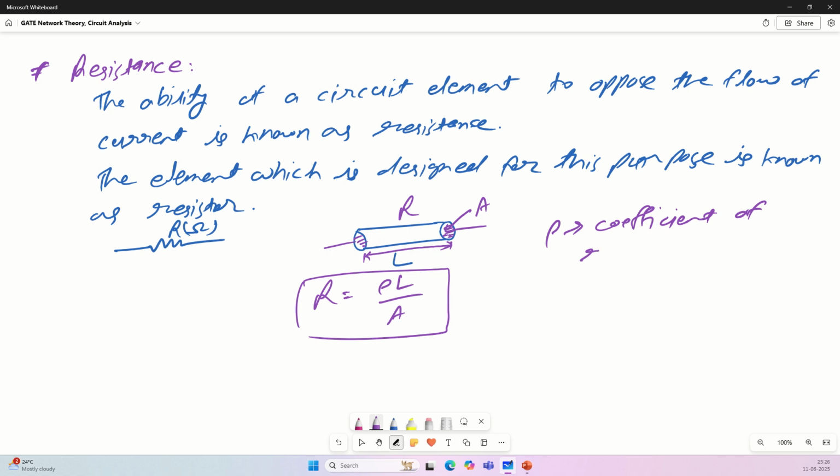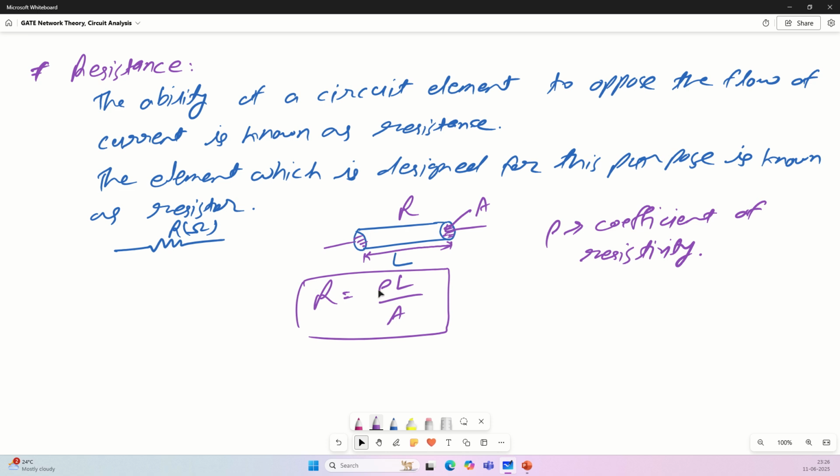Coefficient of resistivity. So can you tell me that my resistance will be more when the length is more? So the length of the element is higher, resistance will be higher. The area of cross section is higher, means resistance will be lower. So a thicker wire will have low resistance, and a thinner wire will have high resistance.